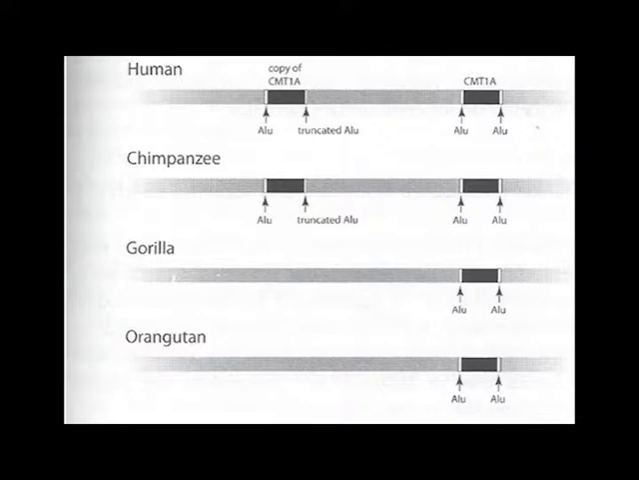Gorillas and orangutans only have 1 copy of the CMT1A segment, with flanking Alu retroelements, but in the same position as humans and chimpanzees, demonstrating that the duplication of the gene occurred after the common ancestor between the human and chimp group and the gorilla and orangutan group.